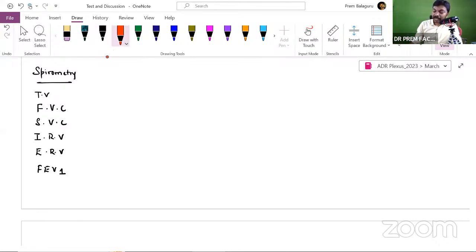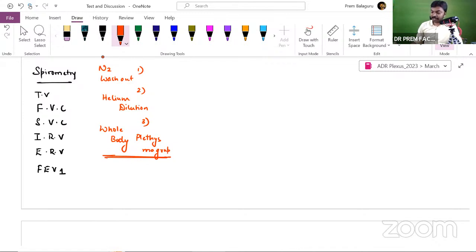And what are the parameters that can't be measured by spirometry, for which you need other methods? Number one, the nitrogen washout method, or you can use another method called the helium dilution method. Number three, whole body plethysmograph. All right. These three techniques are used to measure, number one, residual volume. As a consequence of residual volume, functional residual capacity. Number three, total lung capacity.